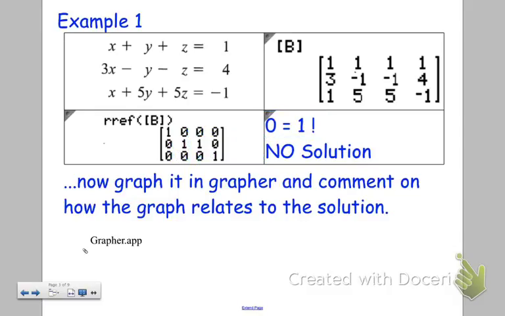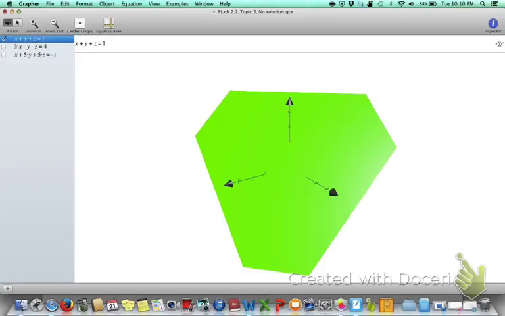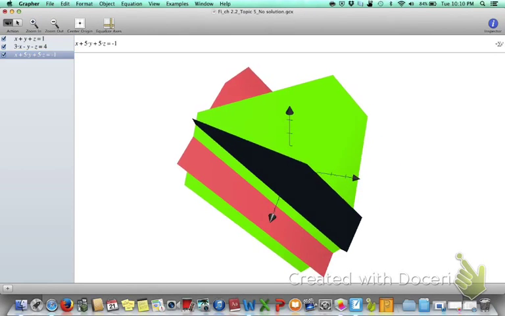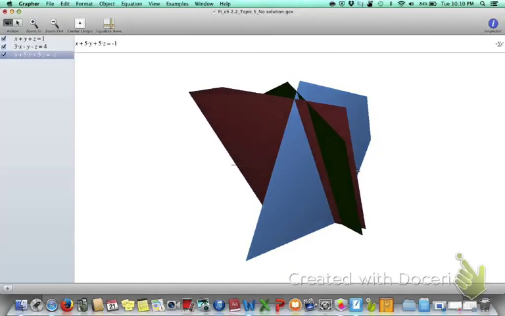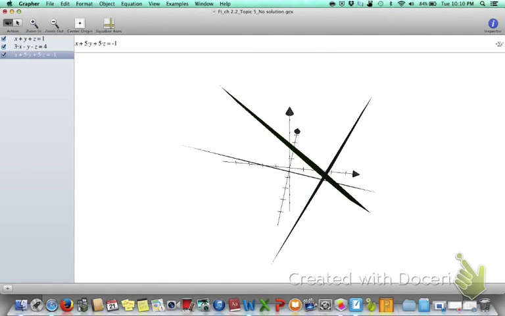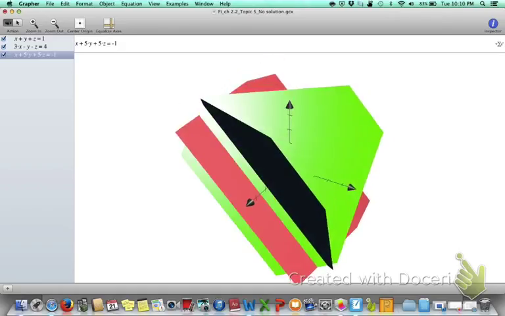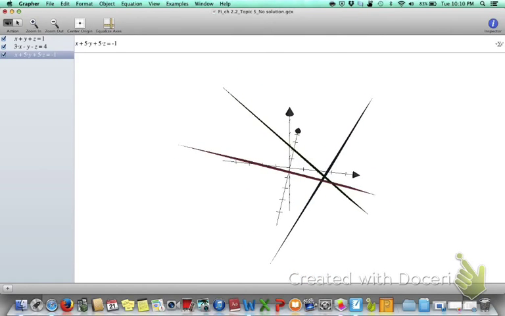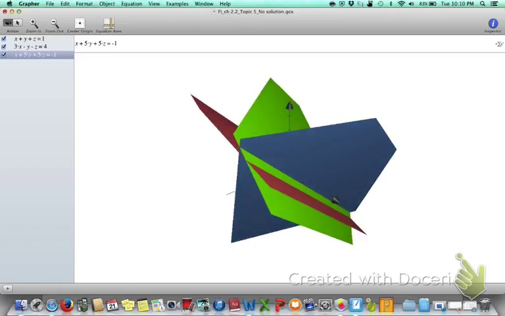Now let's look at what happens when you graph it. If you were to graph these three equations, it looks like this. Here's the first, here's the second, that's there, and here's the third. All three of those hit, but you can see, look in the center part there, see how they don't all three meet in the center. So their lines of intersection are parallel, so they're never going to all touch in the same place. So that's a picture of no solution.